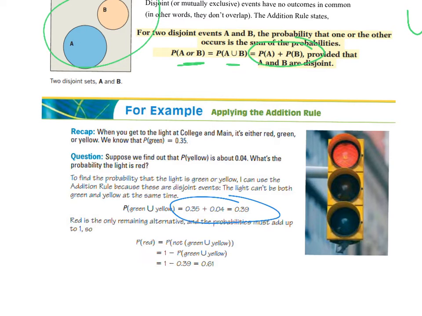So it's a 39% chance of it being green or yellow. To find out whether it's red, you could just do the probability of green or yellow and subtract it from 1, which is what they did down here. So the probability of it being red is 61%.